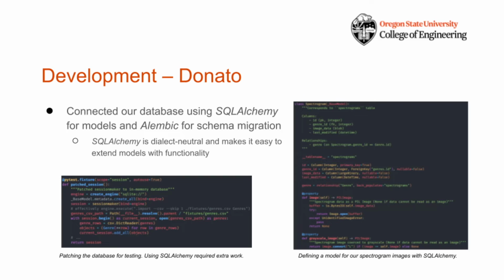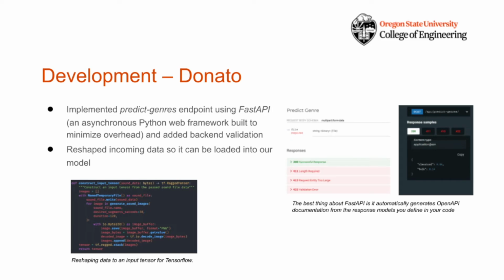I wrote database models using SQLAlchemy, and while this made patching our database for testing more difficult, it allowed us to write database calls without relying on any dialect-specific statements. I implemented a predict genres endpoint using FastAPI, which is an asynchronous Python web framework built to minimize overhead. The benefit of using FastAPI is it generates documentation from the response models you've already defined in your code, as you can see here on the right.